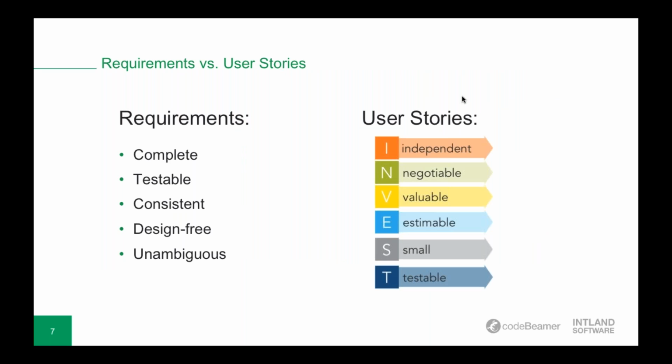So let me continue by clarifying a few differences in the terminology, more specifically the difference between the requirements and the user stories, because I think these two can sometimes be confused. So the requirements are criteria like constraints, conditions, or capabilities that the system must adhere to. Good requirements need to be complete, testable, consistent, design-free, and unambiguous.